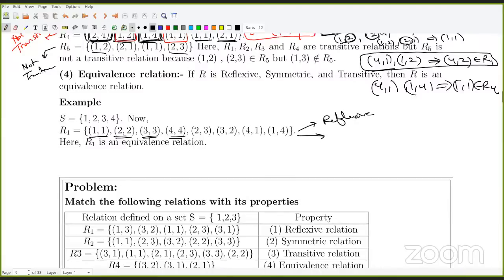For symmetric, you don't need to check for identity element. For symmetric, we have 2, 3. We need to have 3, 2. Yes, we have 3, 2. And for 3, 2, we have 2, 3. For 4, 1, we have 1, 4. And for 1, 4, we have 4, 1. So this is symmetric.